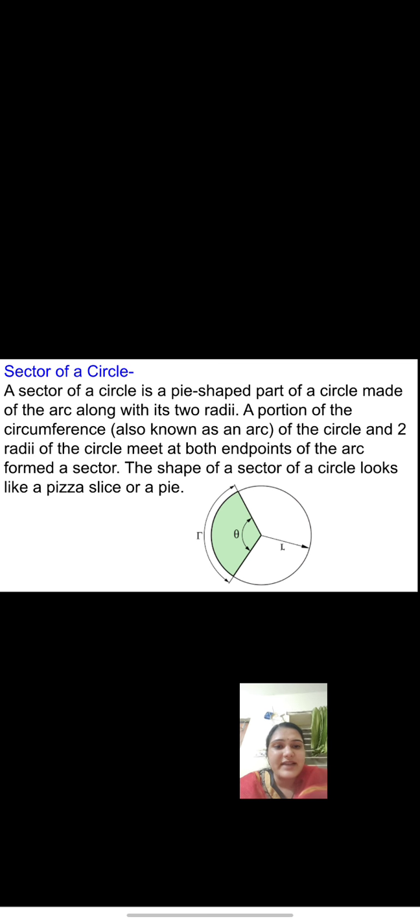The shape of the sector of a circle looks like a pizza slice. You eat pizza slice, no? So if you pick up one portion of pizza slice, this is known as a sector of a circle.